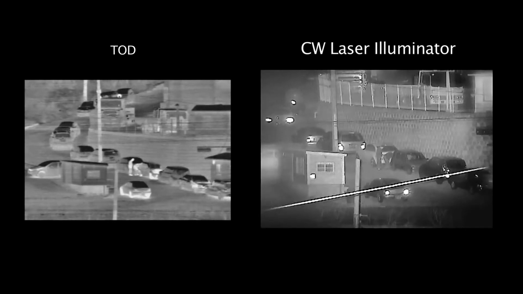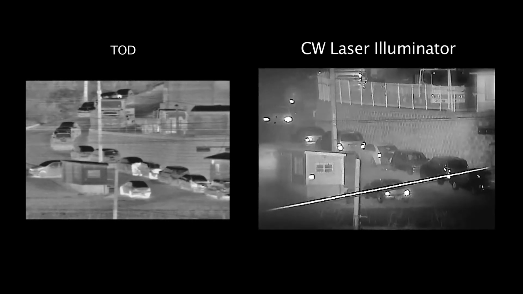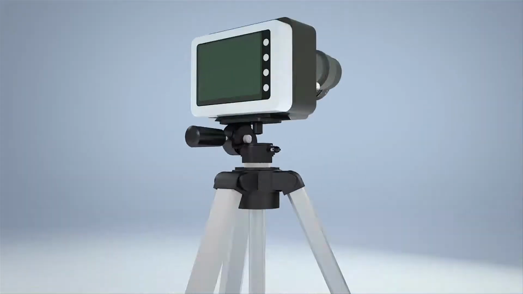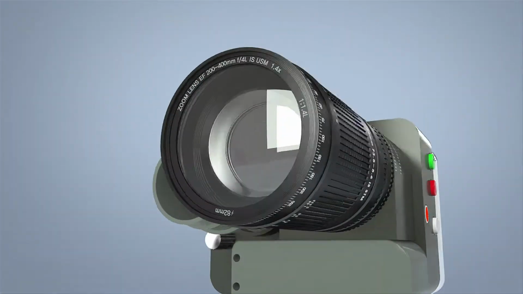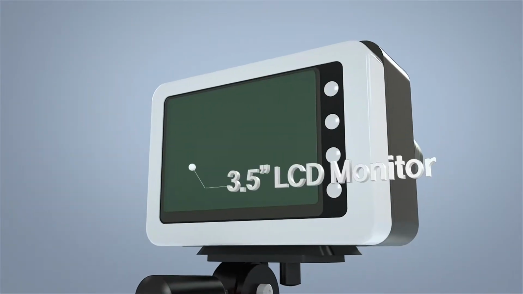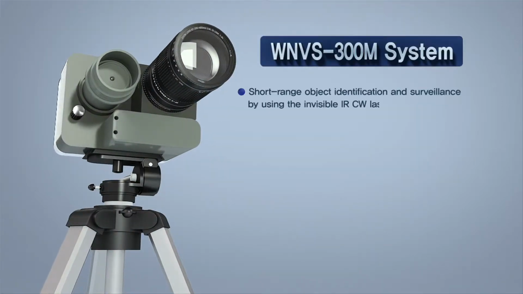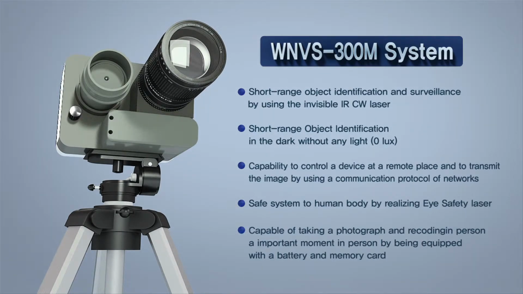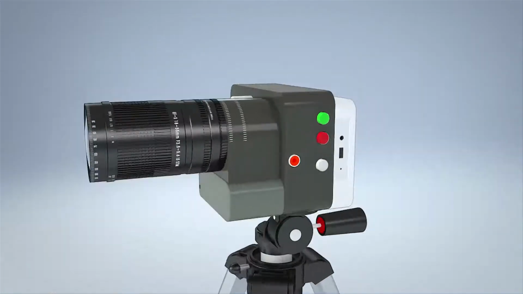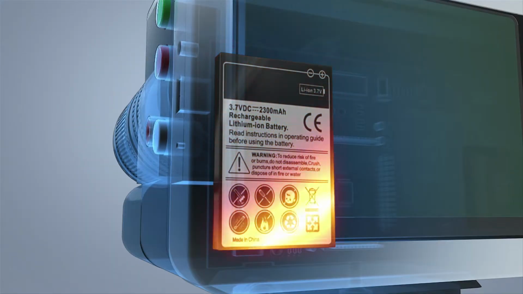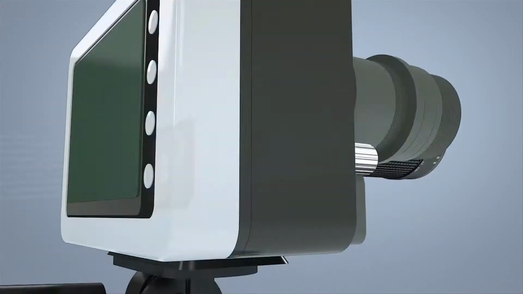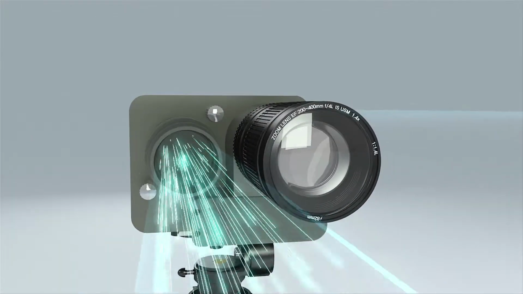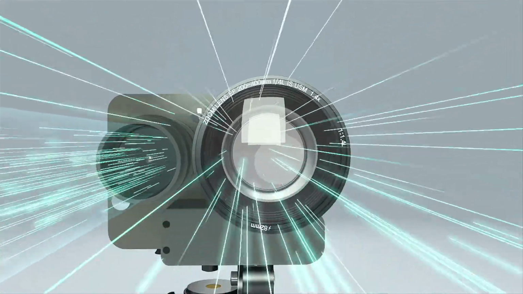WIA also leads in competitiveness with clear realization of long-range images and low cost for maintenance and repairs. The WNVS 300M system was born to meet the various needs for short-range surveillance. It is equipped with a battery and memory card to capture and record important moments. This makes prompt and precise surveillance possible during the day and at night.